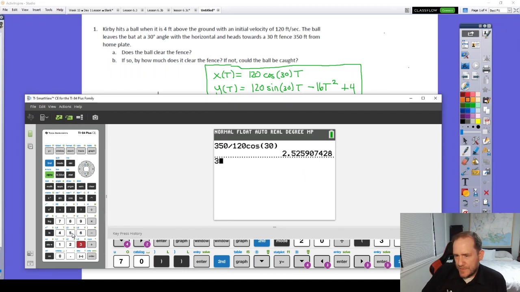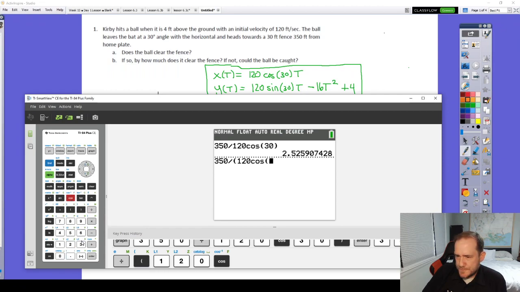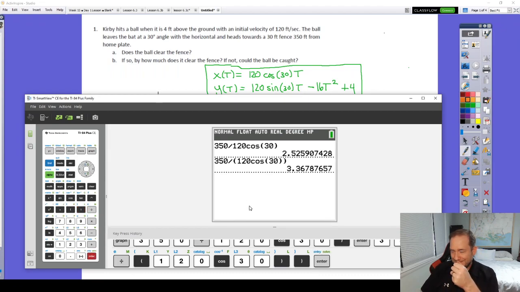You guys are remembering we have to actually use parentheses, right? When we divide, you have to divide by that whole entire product, so you better use parentheses. And then do your 120 cosine 30. We are going to get a completely different value now. So be super careful, okay? Because this math is really easy. It'd be a shame if you screwed it up just because you didn't use parentheses.